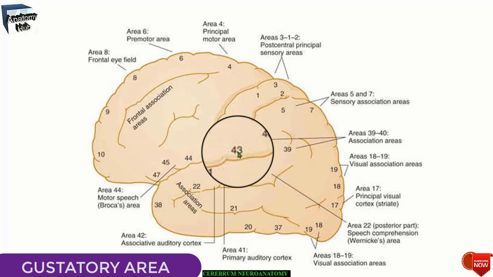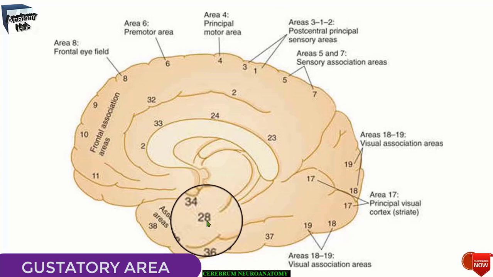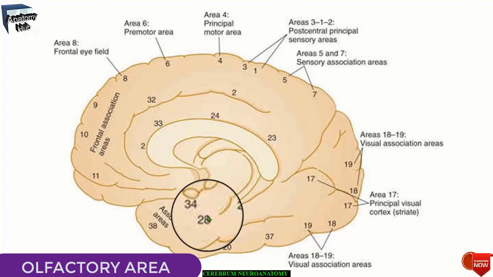The vestibular area is probably located near the part of the postcentral gyrus which is concerned with the sensation of the face. The olfactory area, or the Brodmann's area 28, is located in the anterior part of the parahippocampal gyrus and the uncus region.